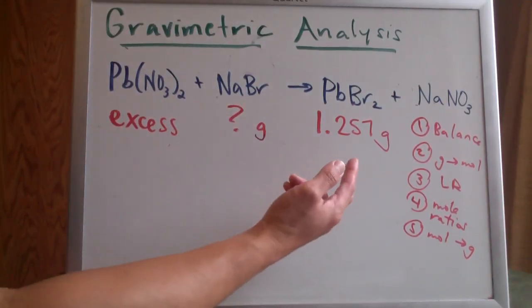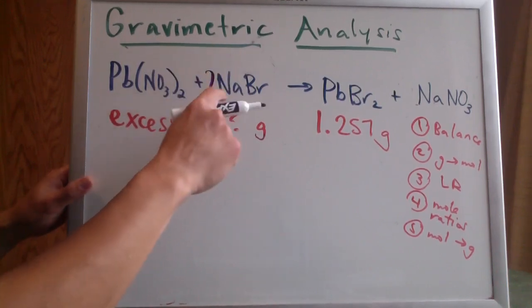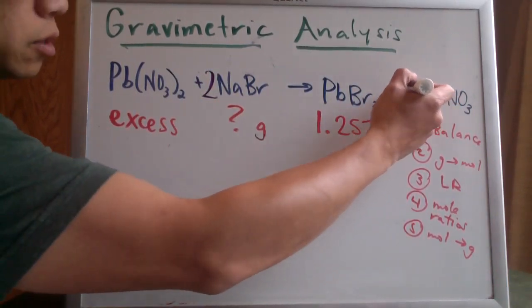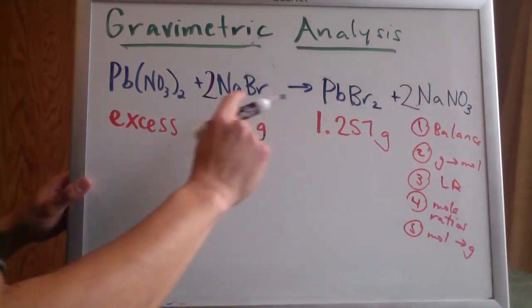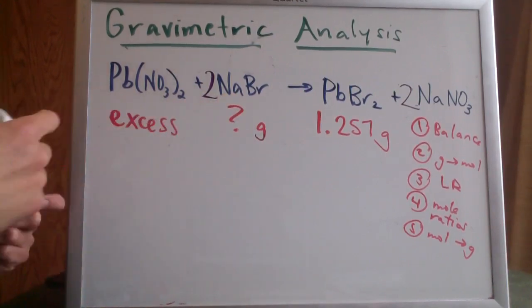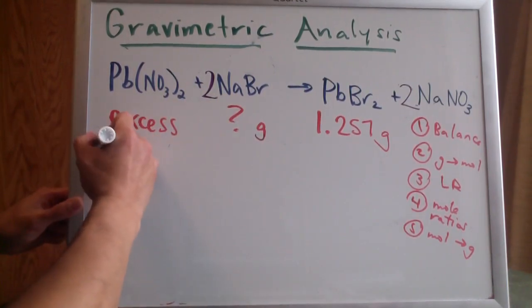All right, now that we have our steps and our information, let's go ahead and follow the steps. So the first step is to balance the equation. So over here we need two coefficients. We need a 2 in front of the NaBr to balance out the bromine. And we also need a 2 in front of the NaNO3 to balance out the nitrates and also the sodiums from over here on this side.